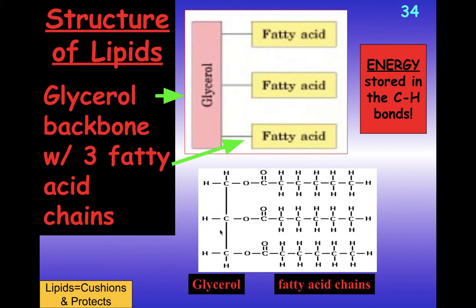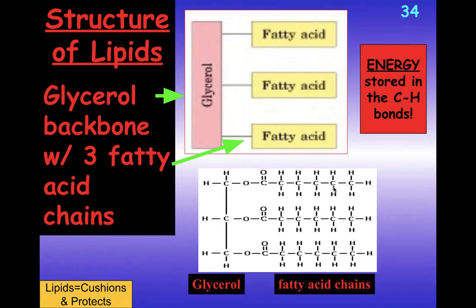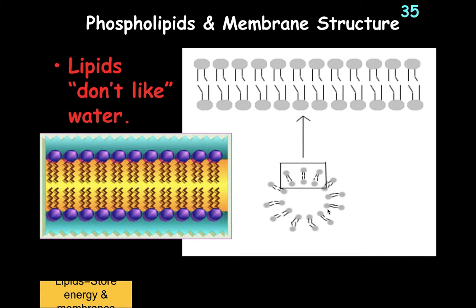Okay, so the basic structure of a lipid is you've got this glycerol backbone. Glycerol is an alcohol, and then you've got 3 fatty acid chains. And a lot of the energy is stored in these fatty acid chains. Okay, so you've got a glycerol, and then you've got an attached ester group, but that doesn't matter too much for what we're studying. These long fatty acid chains are on there.